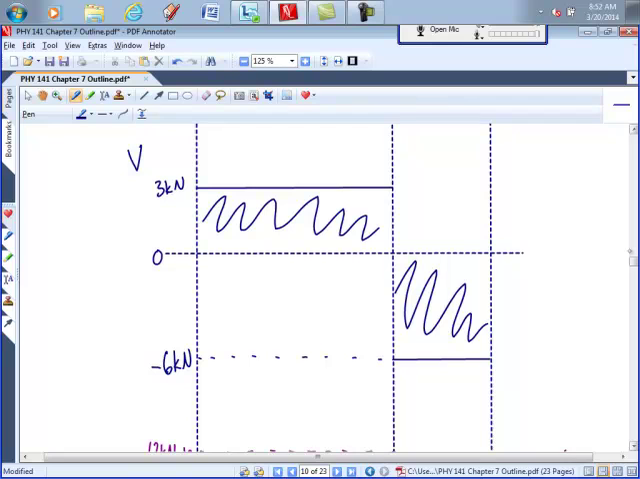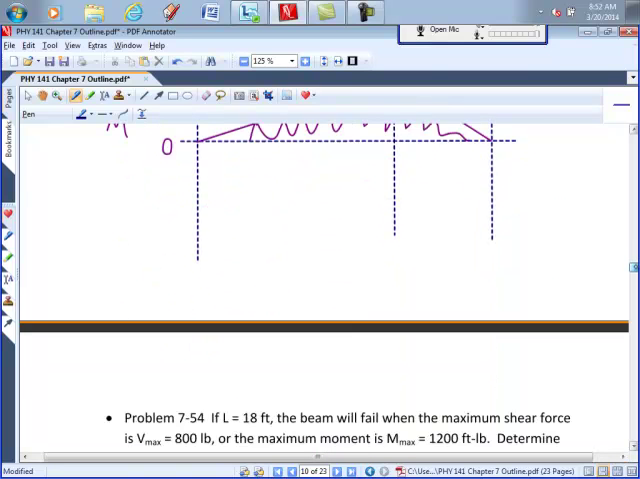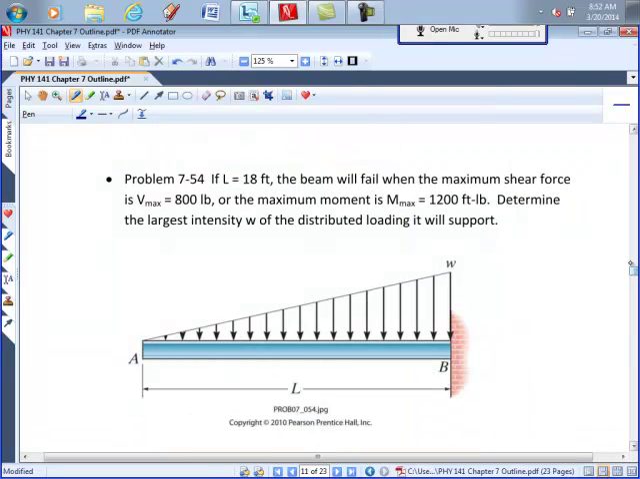That was not all that exciting, but it gives us a start. So let's look at a little bit more interesting loading here. The next problem is a cantilevered beam.